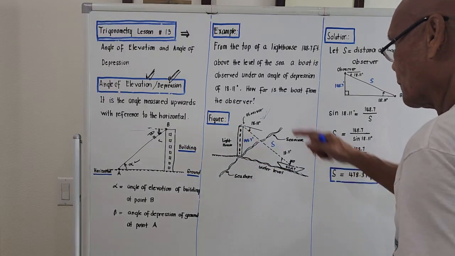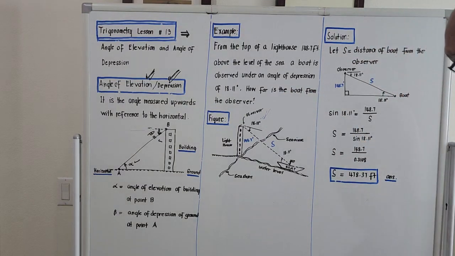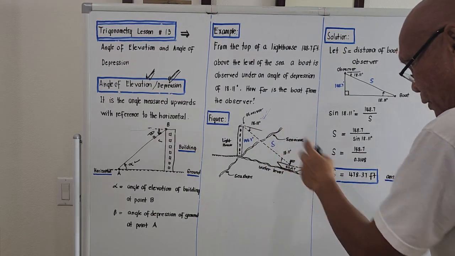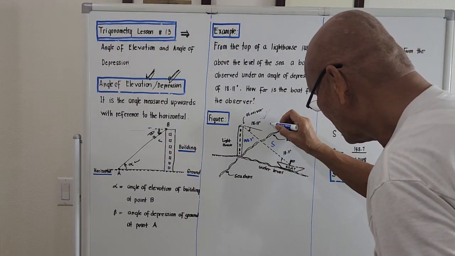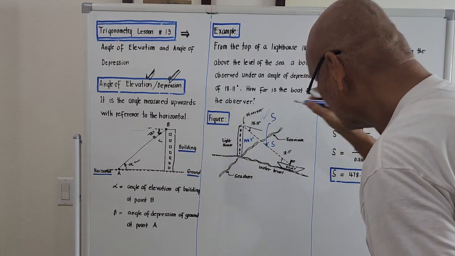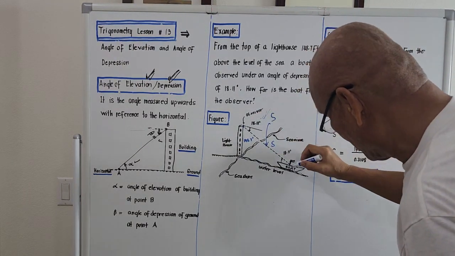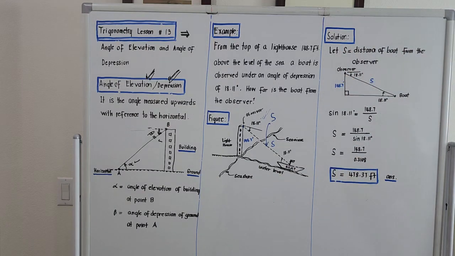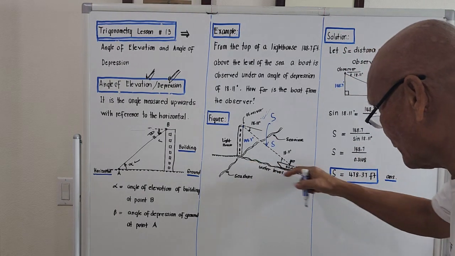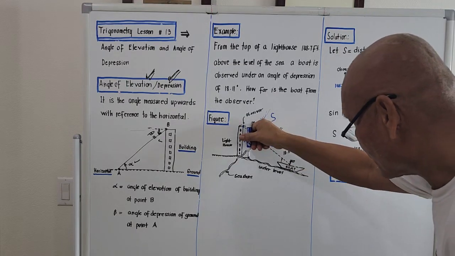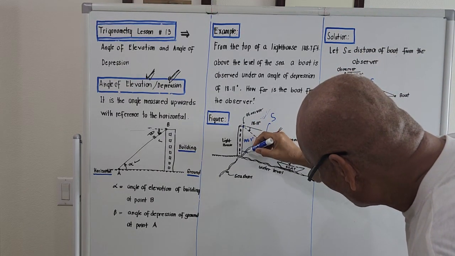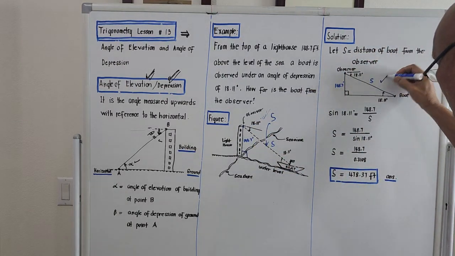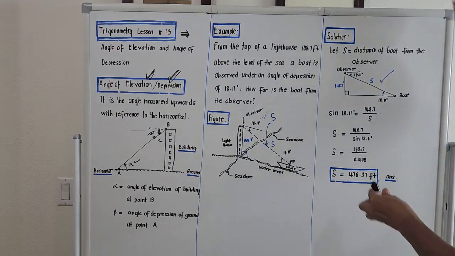The problem is asking how far is the boat from the observer. If this is the observer, this is the boat, the distance of the observer from the boat is this portion here. We call this S. From this point here up to here. That's the distance of the observer from the boat. Okay? So if the water line is horizontal and the lighthouse is vertical, of course the angle here should be a right angle. So if we try to bring out this right triangle, it will be this. This is the height of the lighthouse.